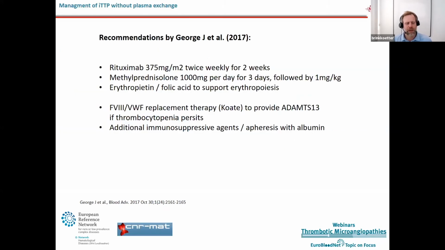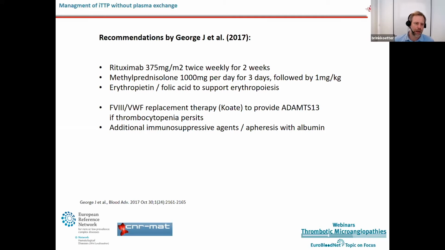In their paper, the authors concluded with specific recommendations on how to treat patients with iTTP who refuse plasma exchange. These recommendations include the administration of rituximab twice weekly for 2 weeks, so an intensified schedule, if you wish. High-dose methylprednisolone, 1 gram per day for 3 days, followed by more conventional doses. And they also recommend the application of erythropoietin and folic acid to support the erythropoiesis.